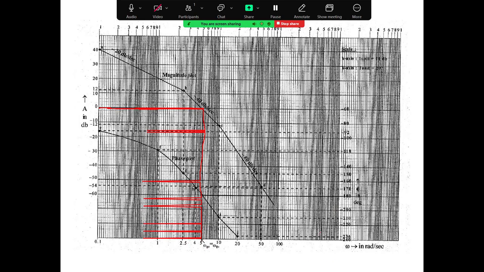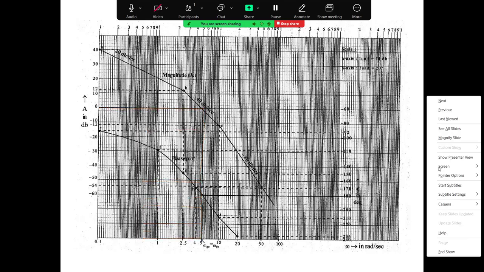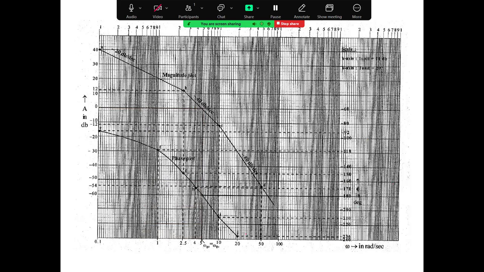Similarly, what is the phase crossover frequency? The frequency at which the phase angle is minus 180 degrees, right? Omega p is the phase crossover frequency: the frequency at which the phase angle is minus 180 degrees. So now we will see the phase plot. I will erase this one. From the phase plot, take minus 180 degrees and extend a line, a dotted line only, not dark lines. Extend this line, and it will touch the phase plot.